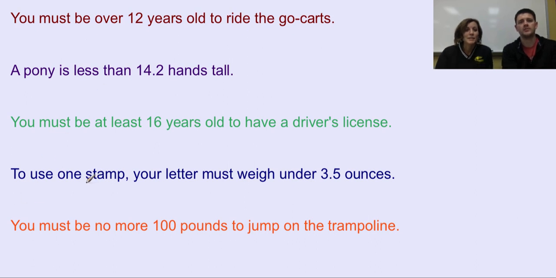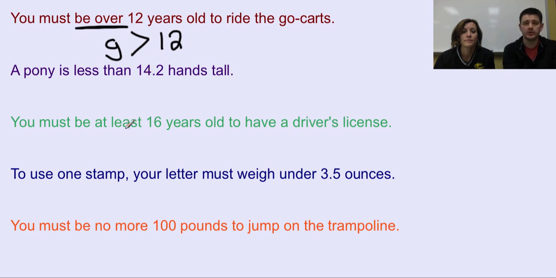Okay. You must be over 12 years old to ride the go-karts. So, G, 12. Must be over 12 years, so you got to be greater than 12. Okay, but it says must be over, so you can't be equal to 12, so that's why we chose just greater than 12. Next one, a pony is less than 14.2 hands tall.